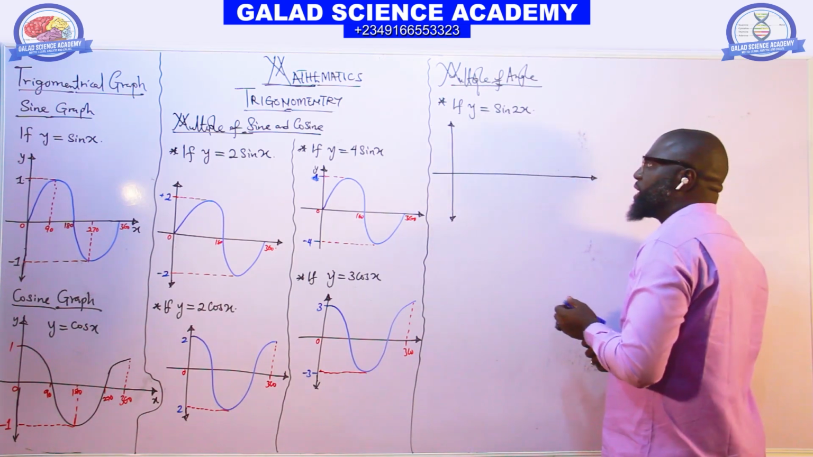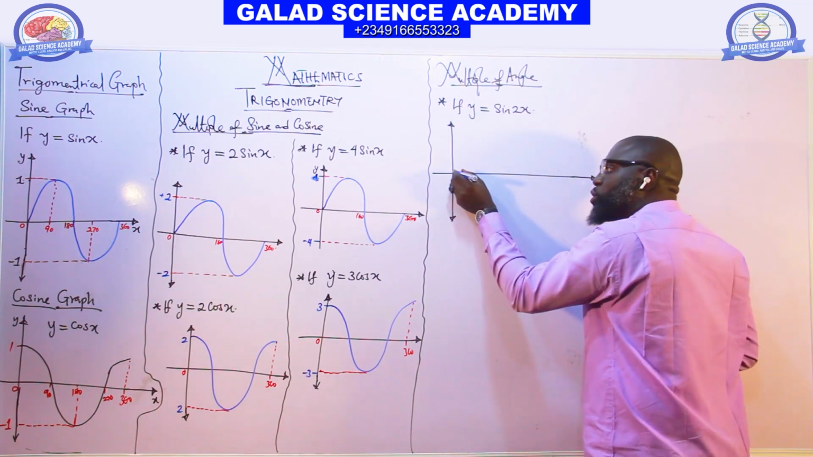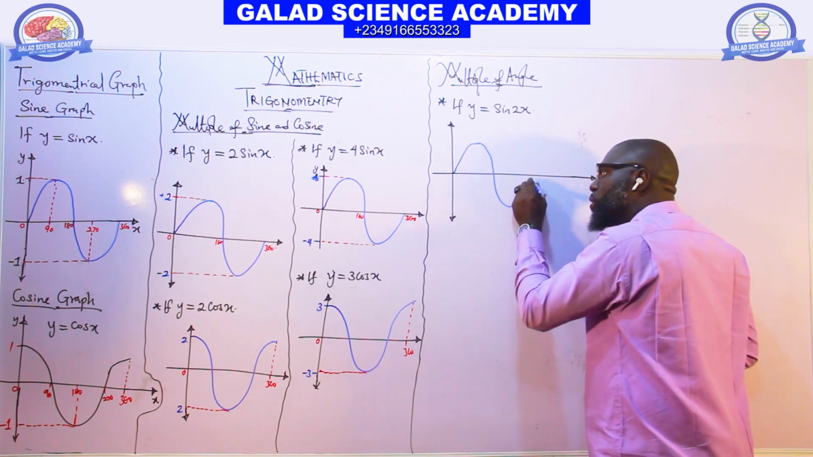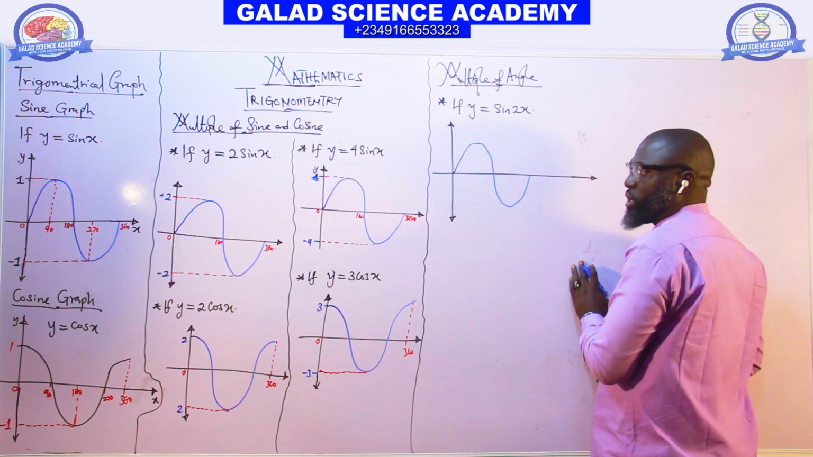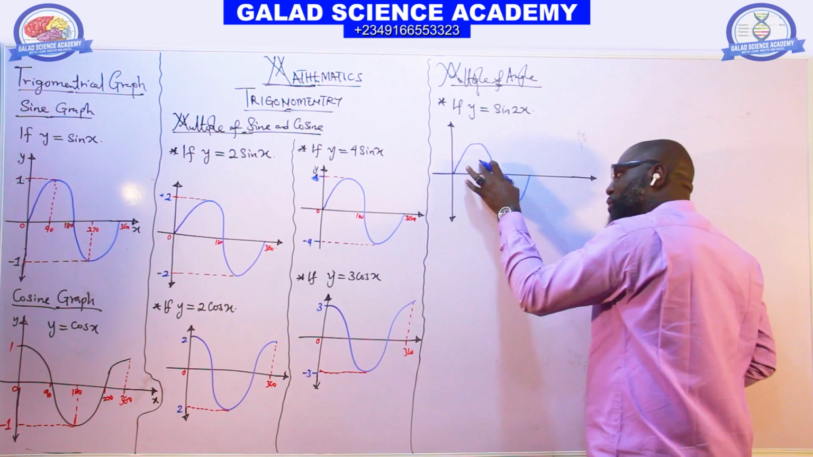What is the meaning of two revolutions? Wait, look at the graph now. The graph will start from zero, because it is sine. It will go up like this and come down. This is the first revolution. Half of the circle, I will say this is a complete circle. This is the first revolution.